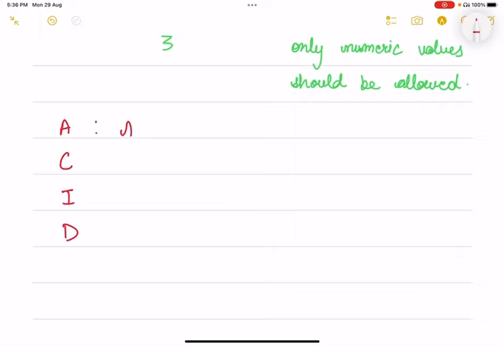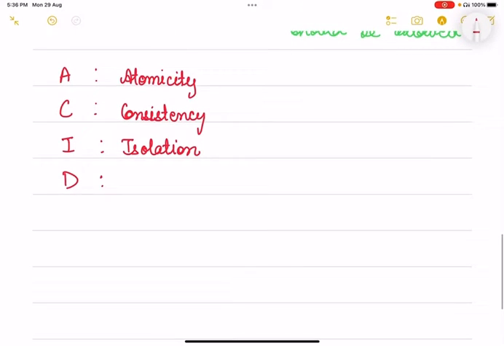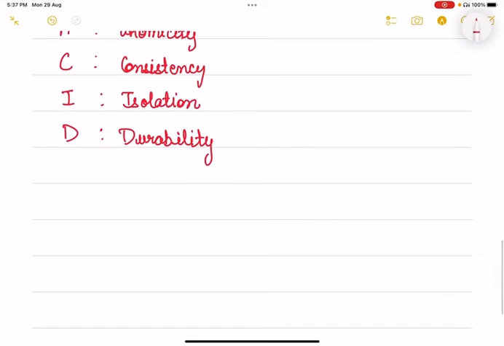A stands for atomicity, C stands for consistency, I stands for isolation, D stands for durability. First one is atomicity.